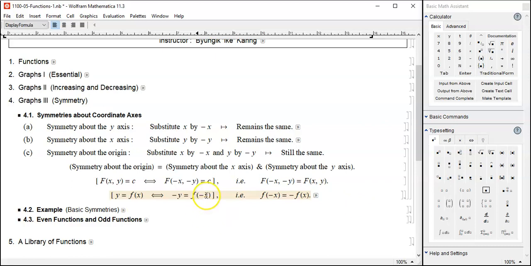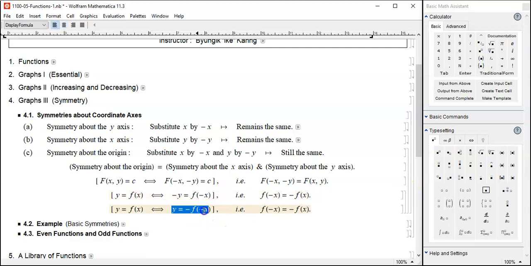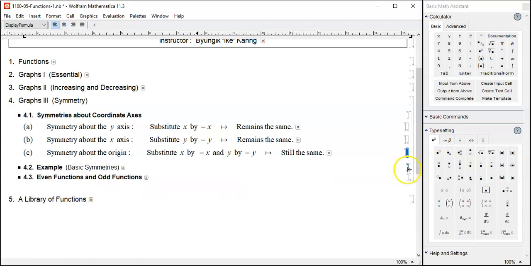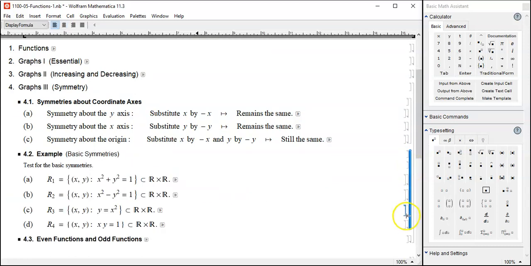Substitute x by negative x, so we get this. And substitute y by negative y, so we get that. And then simplify a little bit. Flip the sign to the other side, then you're going to get y equals negative of f of negative x. And then compare this with that, and we get the conclusion: f of negative x is equal to negative of f of x. If that happens, we have symmetry about the origin, and we say the function is an odd function.